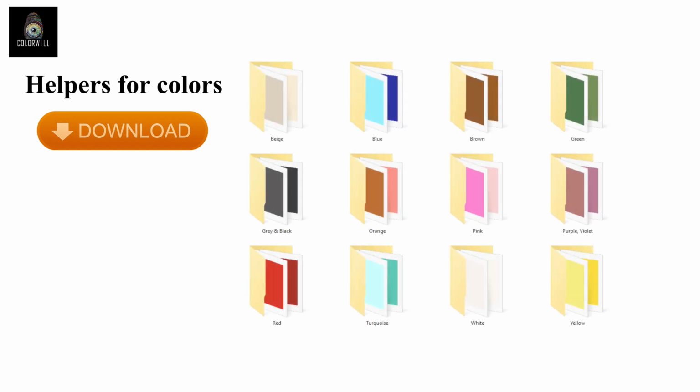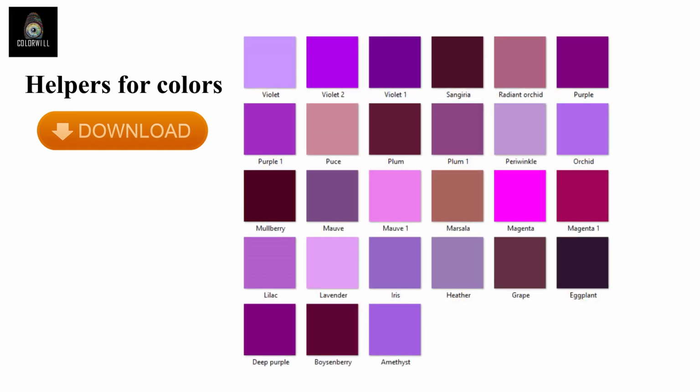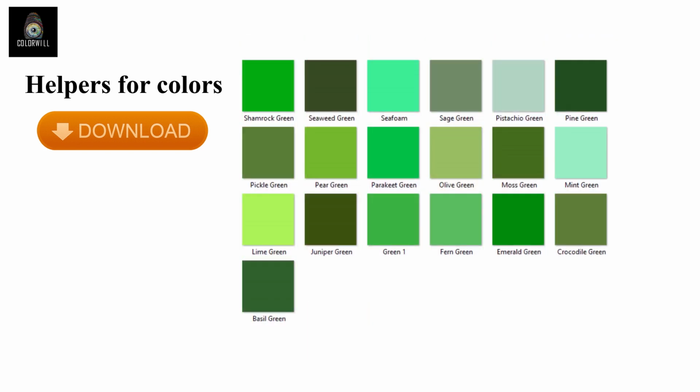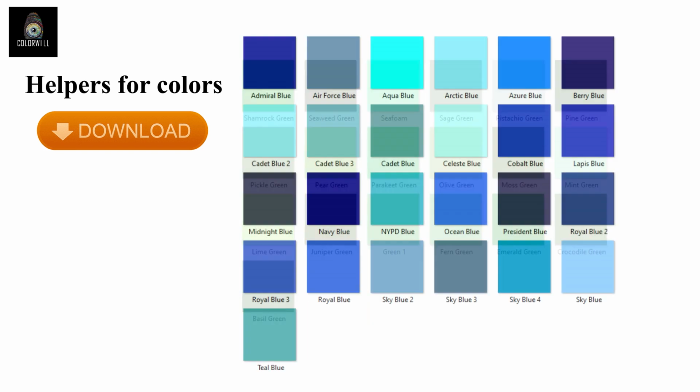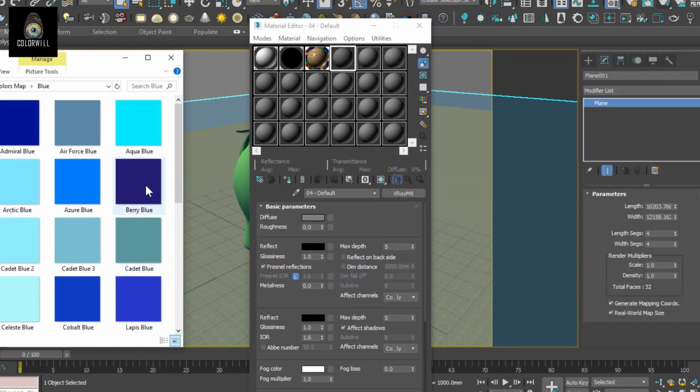Another way to select the right color is to download a zip file on this page and use the maps that we provide for each color. If you need to use blue color in your project, you can find different types of blue or any other colors in this file and directly drag and drop them as a material to have a great result.